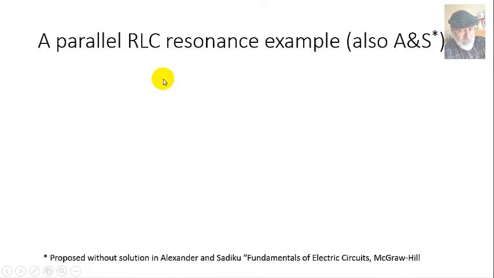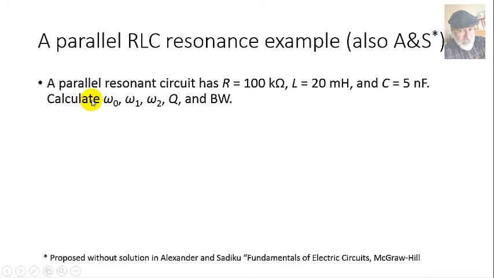Let's go into an example of a parallel resonant circuit, also taken from Alexander and Sadiku, proposed there without solution. A parallel resonant circuit has a resistance of 100 kilohms, an inductance of 20 millihenries, and a capacitance of 5 nanofarads. Calculate omega naught, omega 1 and omega 2, and also the quality factor and the bandwidth of that parallel resonant circuit. What is omega naught?